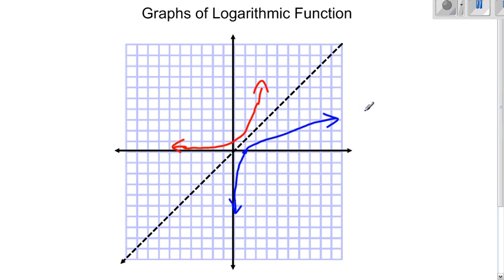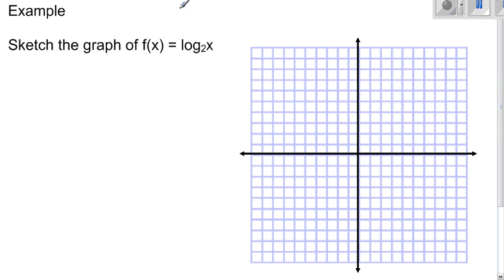The slope and everything of it depends on the base of the log, just like exponential function depends on the base as well. So here's log. And this is the exponential function. So if we're going to sketch the graph of log base 2, we can make a table and think about this a little bit.